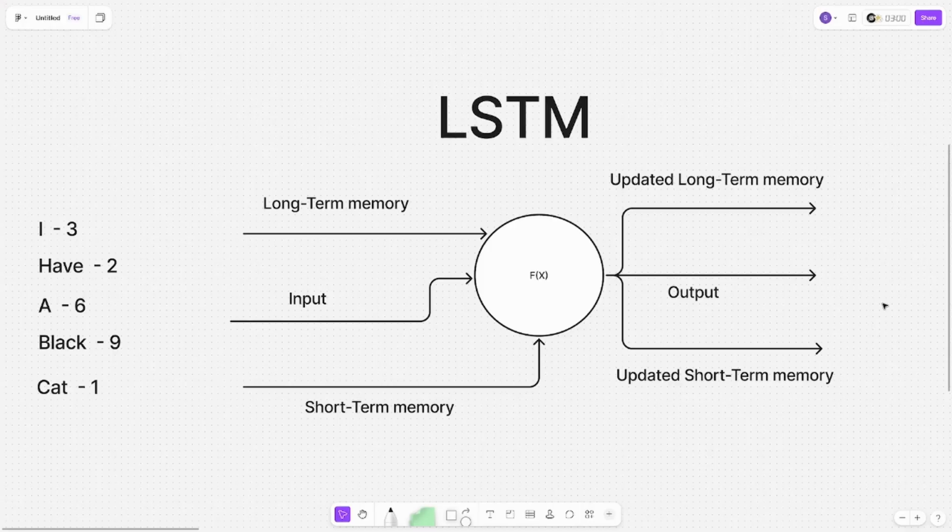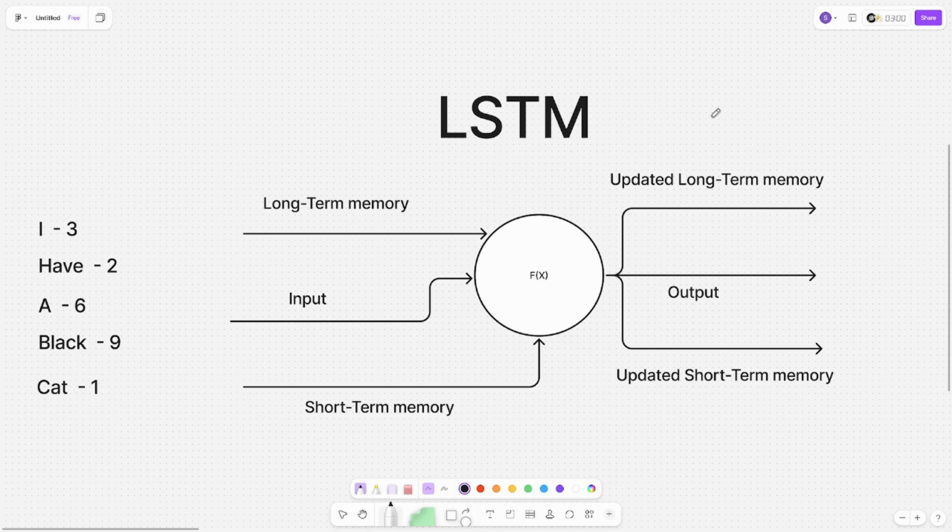Before talking about transformers, let's talk about what we had before. Before transformers, we had architectures such as LSTM and RNN. So this is the architecture of an LSTM, and as you can see, it has a long-term memory and a short-term memory. And the thing with LSTM is they are really sequential.